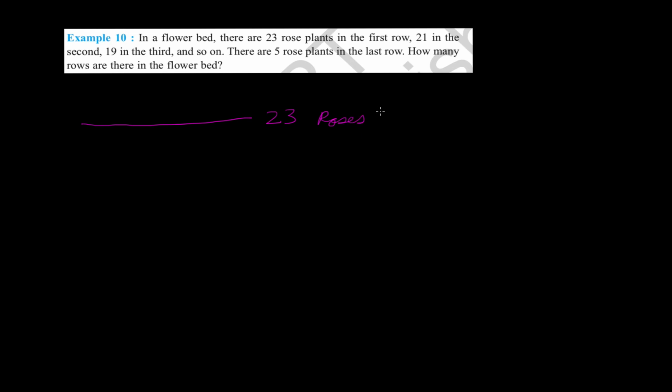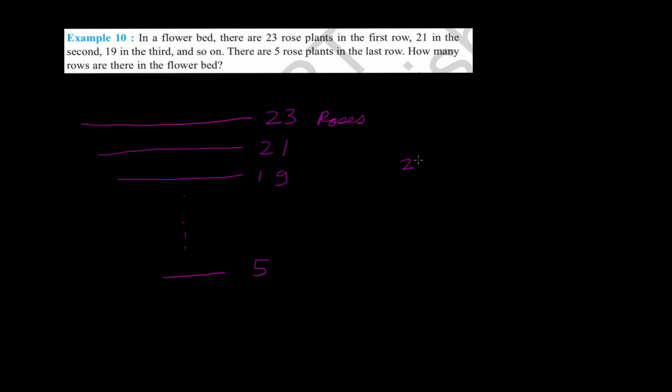It would have been nice if I could draw roses, but you can try to draw roses. So in the first row we have 23, in the second row we have 21, in the third we have 19, and so on, and in the last row we have 5. So we need to find how many rows there are.